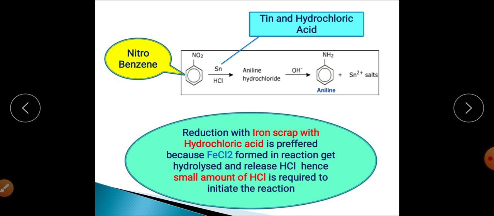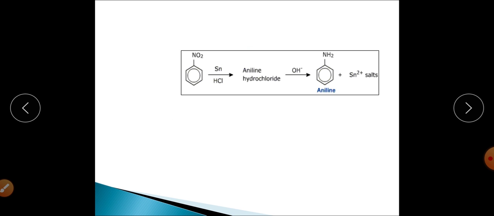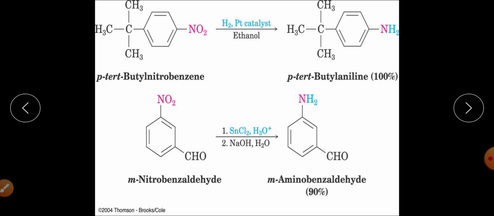For example, we have used lithium aluminium hydride in our previous case. At that time, only the NO2 group will be reduced and the carbon-carbon double bond or the multiple bond will be intact in that case. For example, this is another case in which the NO2 group is particularly reduced and the CHO group has no effect of that particular reduction.